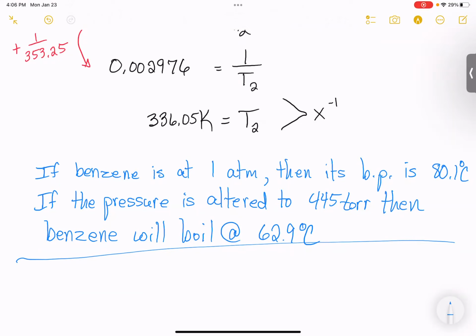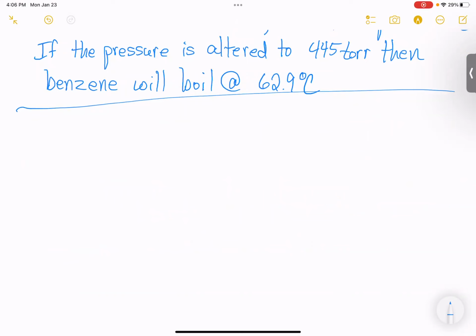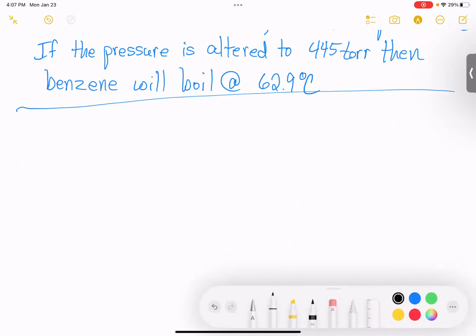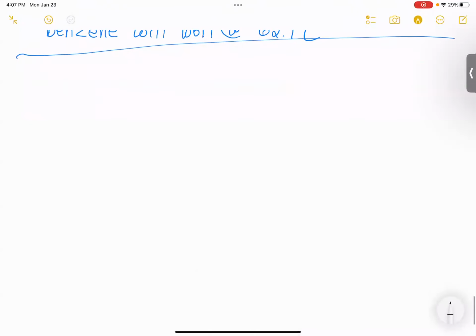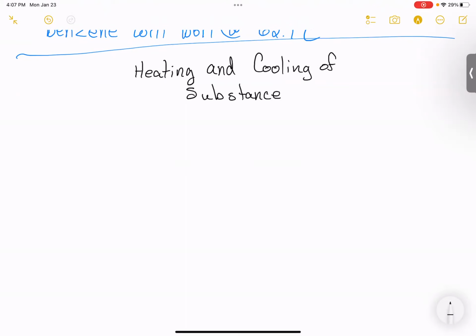Okay, so I'm going to introduce the next topic, but we won't get into it until tomorrow, Wednesday, as far as actually working some problems associated with it. And that is, we're going to talk about heating and cooling of substances. I mean, we've already been talking about it, but we need to go into a little bit more detail.